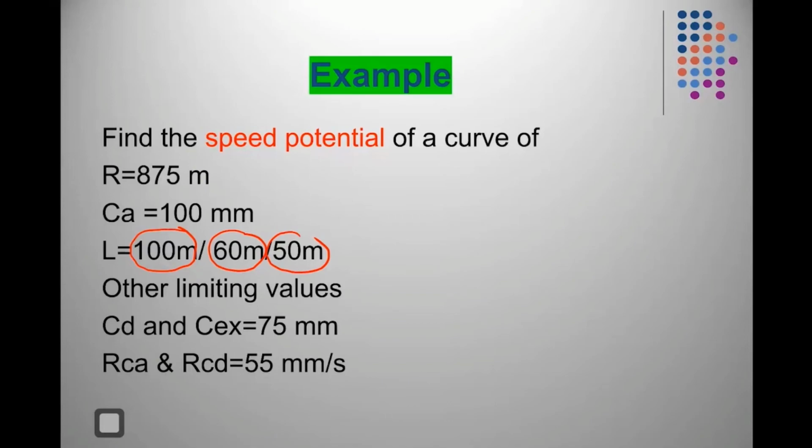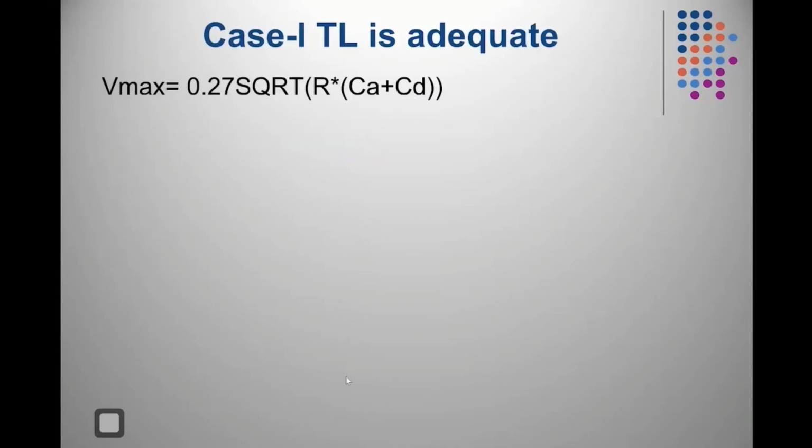So in this case, I is 1 in 360. मैं सारी limiting values ले रहा हूँ. इसके लिए I am going to find the speed potential of a curve. So case 1, transition length is adequate. पहला केस मानते हैं कि मेरी transition length sufficient है, काफी लंबी है मेरी transition length. So V maximum, these are the formulas.